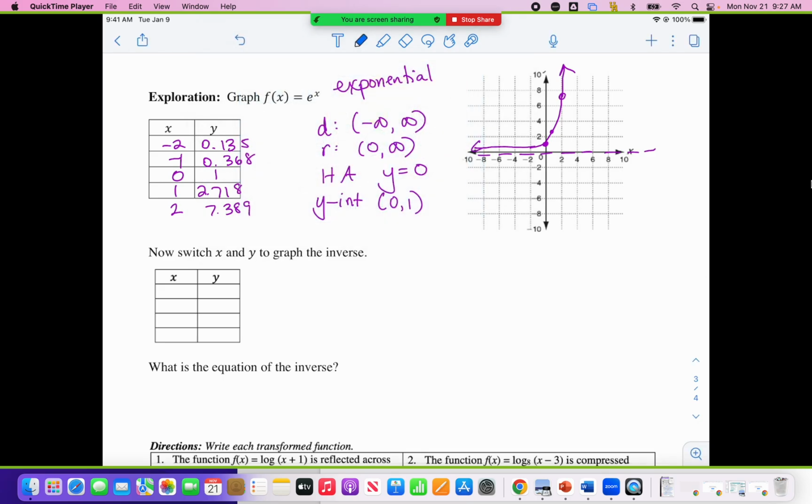Now we're going to switch the x and the y values. And we're going to plot these. So I have a 1, 0. 0.135 is down at negative 2. 2.718 is at 1.